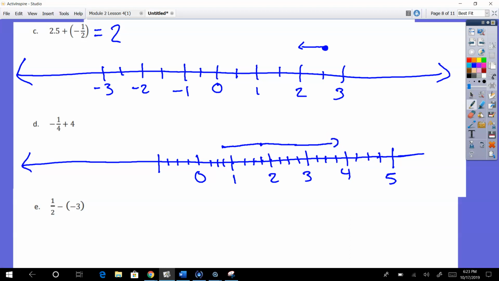3 3/4. But if you notice, I started out at a positive 3/4 here, and I was supposed to start back here at negative 1/4. I don't know how that happened, but we all make mistakes. So negative 1/4, still same thing. 1, 2, 3, 4. So this was 1, this was 2, this was 3, and that was 4. And so my answer is a positive 3 and 3/4.